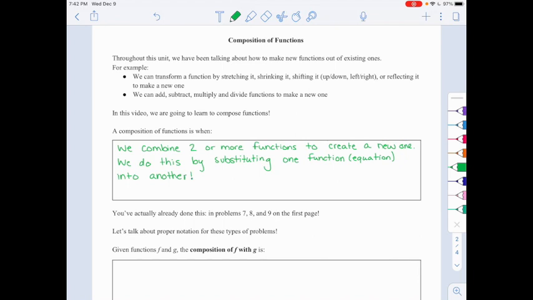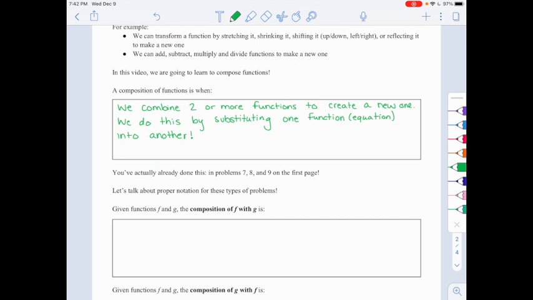And like I said, we did that already in problems 7, 8, and 9 on the first page. I didn't tell you that we had two functions. I just said find f of 2x, and you did it. Well, 2x is a function, right? It's a linear function. It's a line. So I put that inside the existing one, and I got a new one.